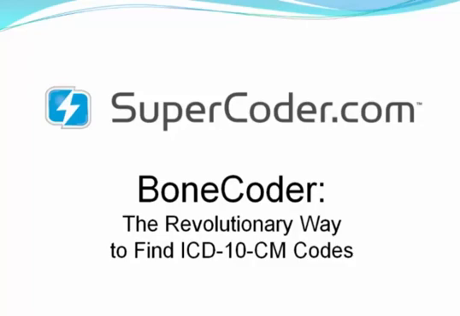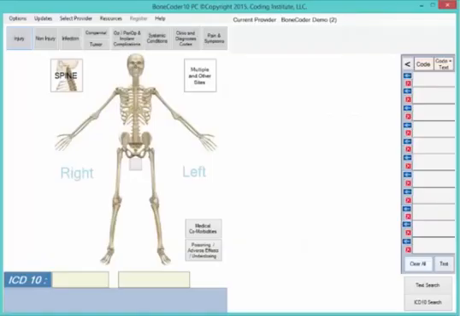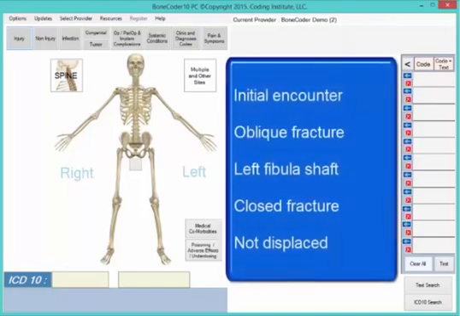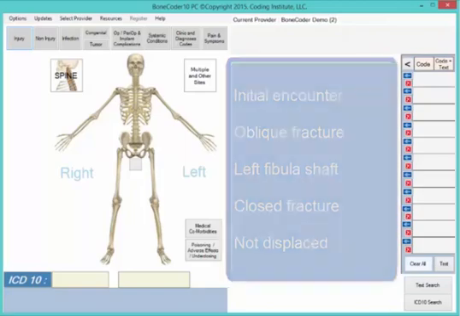SuperCoder's BoneCoder offers a fast, intuitive approach to finding ICD-10 CM codes. We'll work through an example to get a better understanding of BoneCoder's streamlined workflow solution. Suppose your chart shows an initial encounter for an oblique fracture of the left fibula shaft. It's a closed fracture that is not displaced.